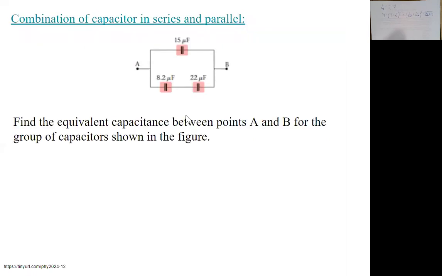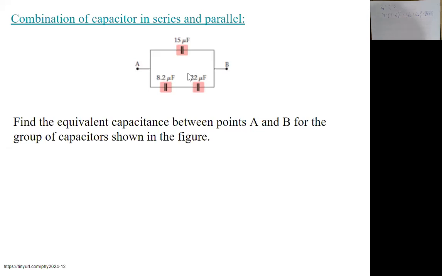Now, more generally, you'll have capacitors in a combination of series and parallel at the same time. Let's take a look at this example here. You can see there are 3 capacitors. 2 of them are in series, so you can treat them as one equivalent capacitor. After that, the equivalent would be in parallel with this one. Let me show you how you want to do it.